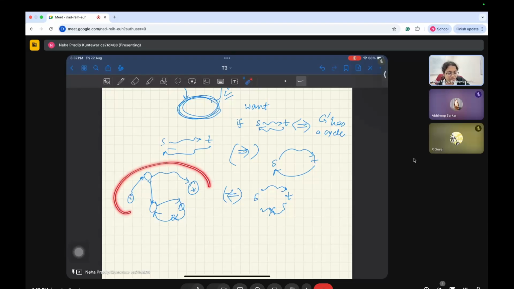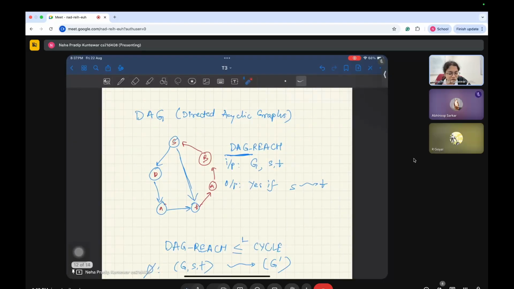It may be that there is an S to T path, no T to S path, but I could still have a cycle, which I was not able to detect. What this DAG does is, that's the beauty of this DAG, it ensures that there was no directed cycle inside. That's the definition of the problem, right?